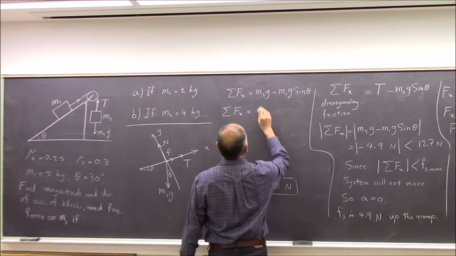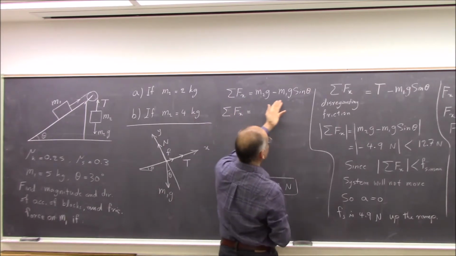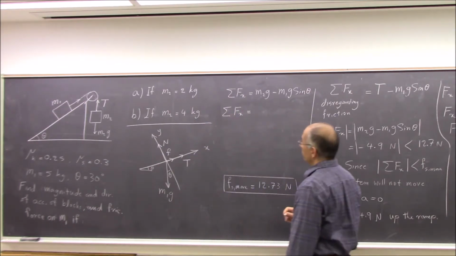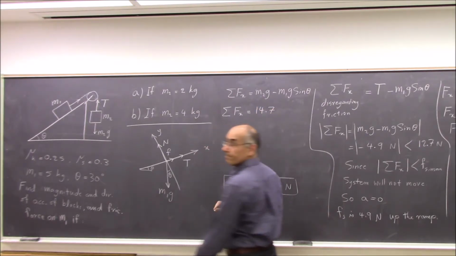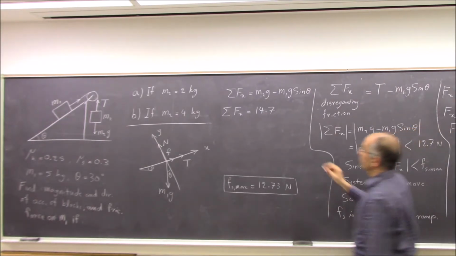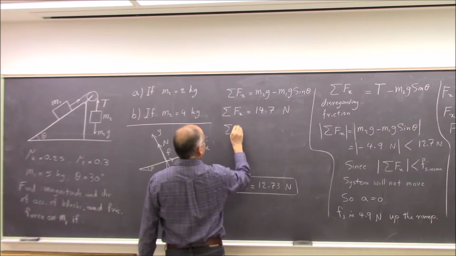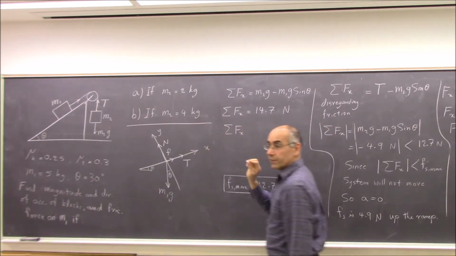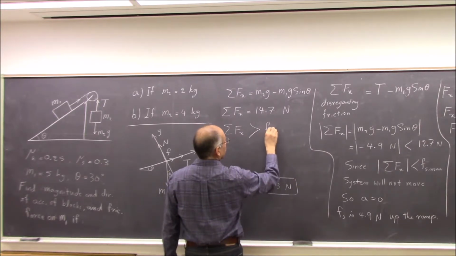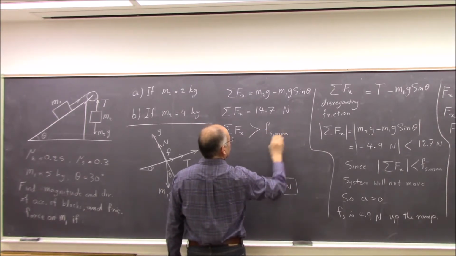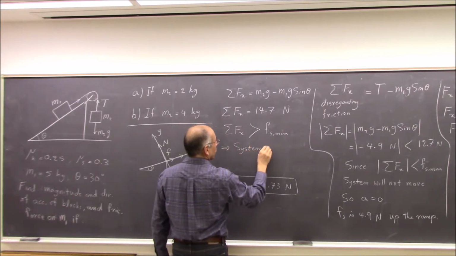That's what I got. M2g is about 40, minus that 25. Yeah, 14.7, that makes sense. 14.7 Newton, right? And that sum of Fx, disregarding friction, is more than the Fs max. Therefore, the system will move.